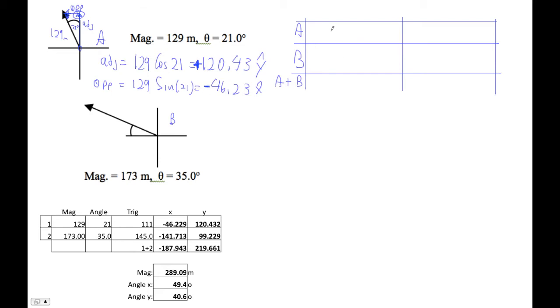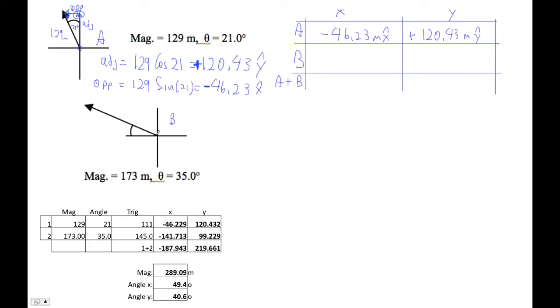Okay, so now let's fill this thing in. A, if we're doing x direction, y direction, is minus 46.23 meters in the x direction, and then plus 120.43 meters in the y direction. So, okay, so let's do B. I can hardly wait to do B.